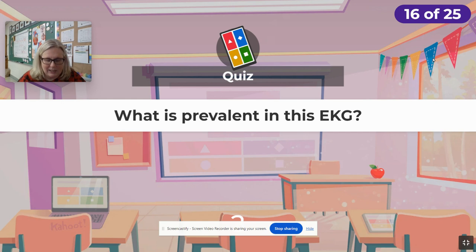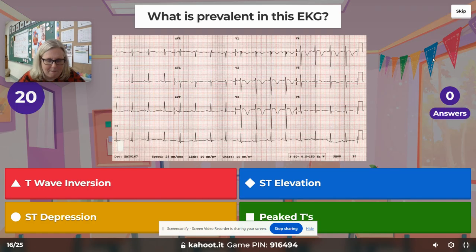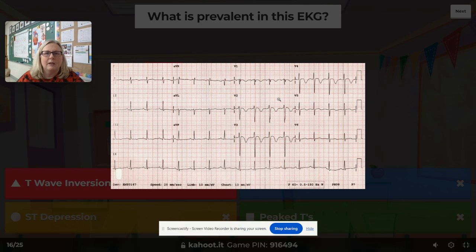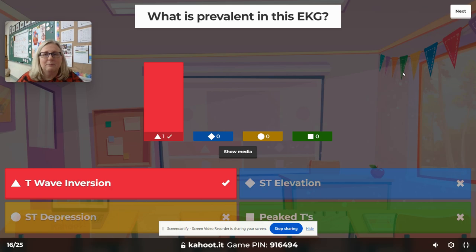Okay, what is prevalent in this EKG? Do you see it here? That is T-wave inversion. Let's take a look. T-wave inversion in V1, 2, 3, and 4. And the more deeply inverted it is, the more recent the MI typically. Deep ones like this usually mean they had an MI like on Saturday. Yeah. A couple days later, they come to get checked out.